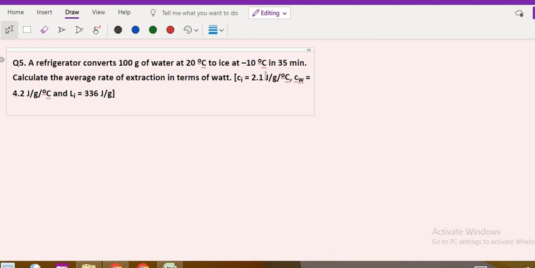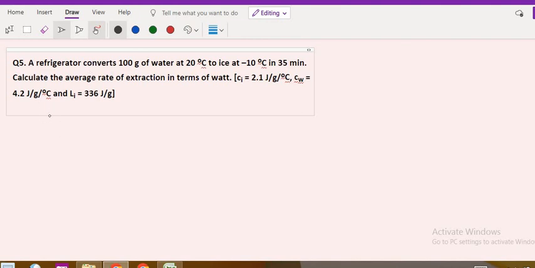We have to do the same thing, but here we have to apply both those formulas simultaneously. What is initially given to us is 100 gram of water at 20 degrees Celsius. When the refrigerator starts extracting heat from that water, first of all the water at 20 degrees Celsius would be converting into water at 0 degrees Celsius. Then water at 0 degrees Celsius would be converting into ice at 0 degrees Celsius, and then ice at 0 degrees Celsius would be converting into ice at minus 10 degrees Celsius. So these are the three terms which would be involved in the solution of this numerical.